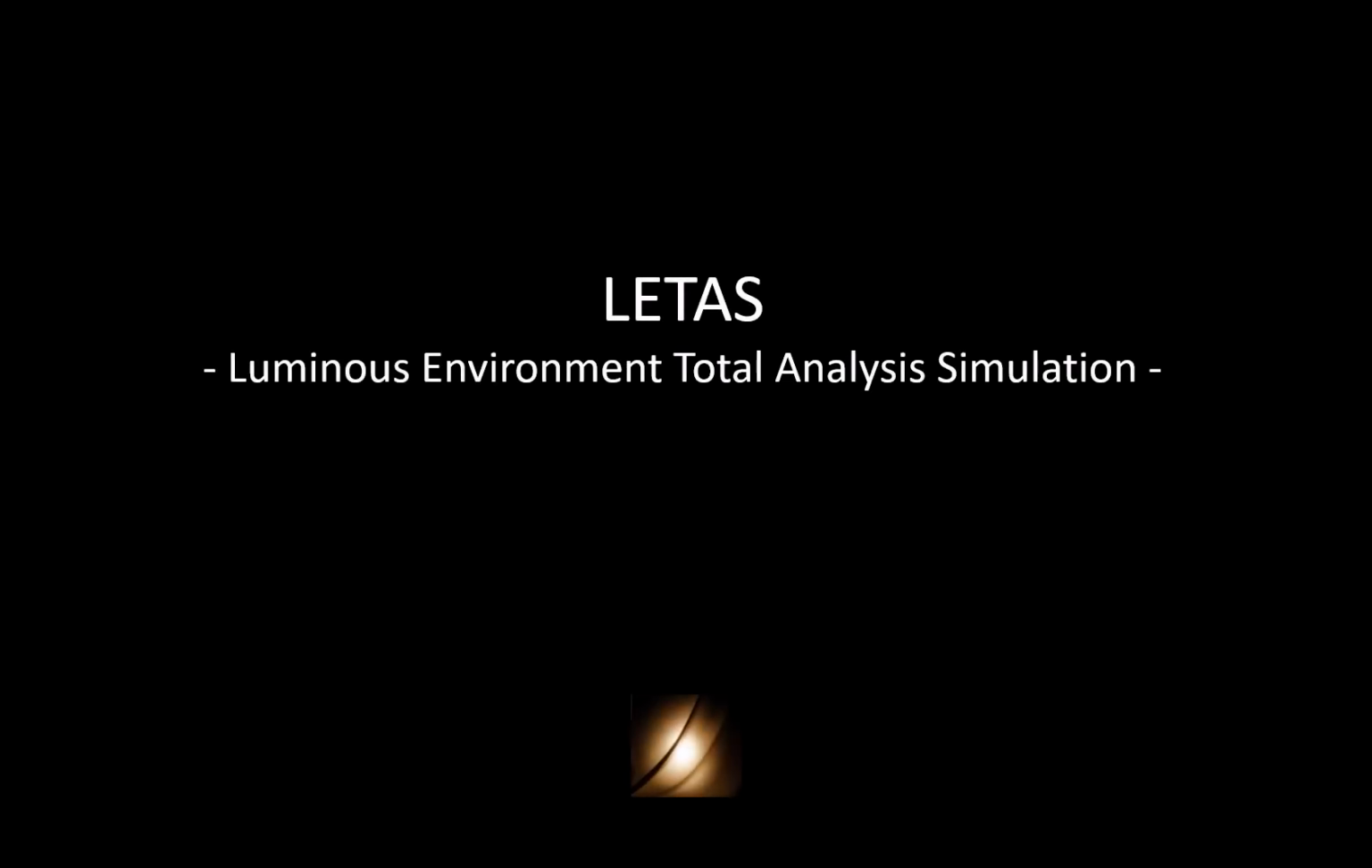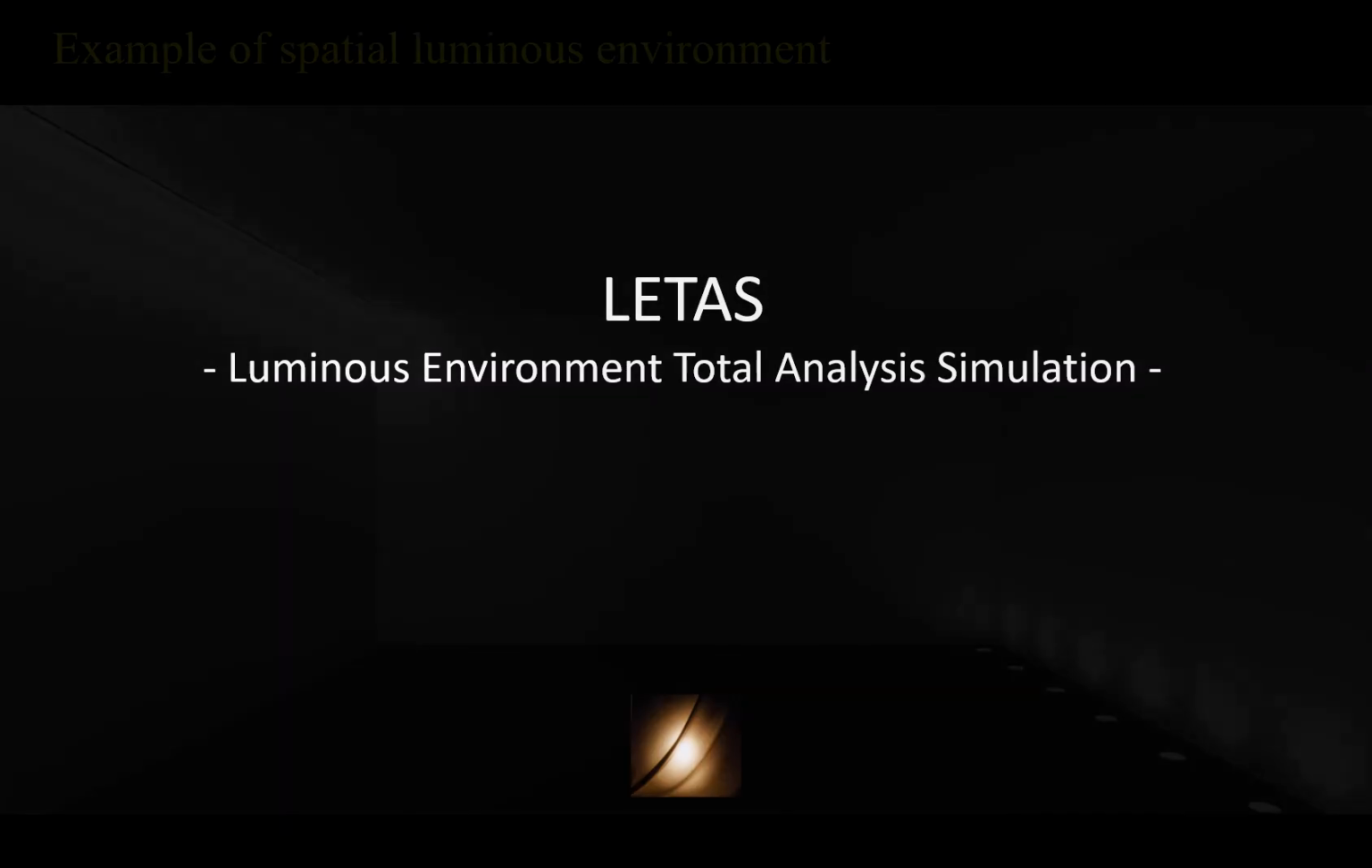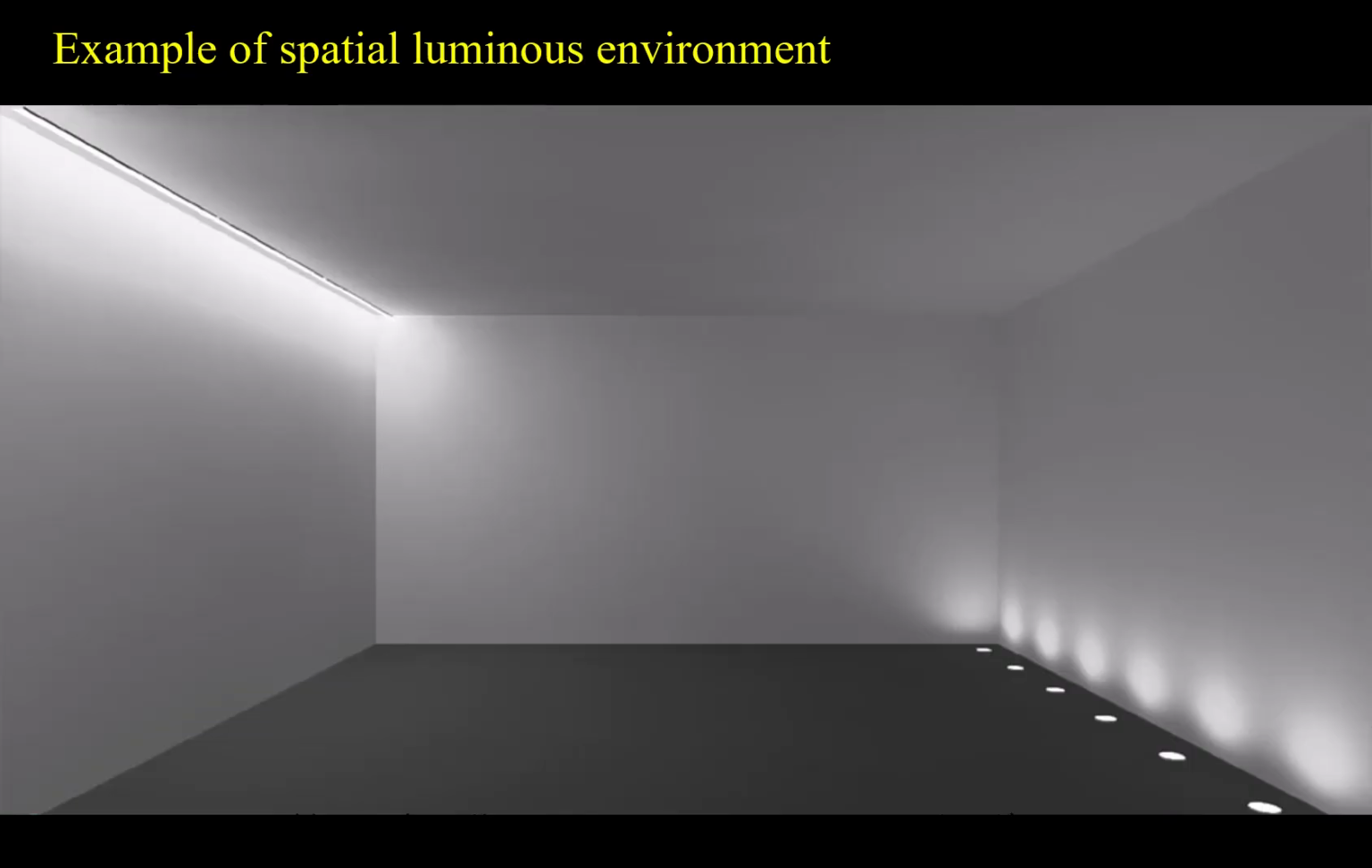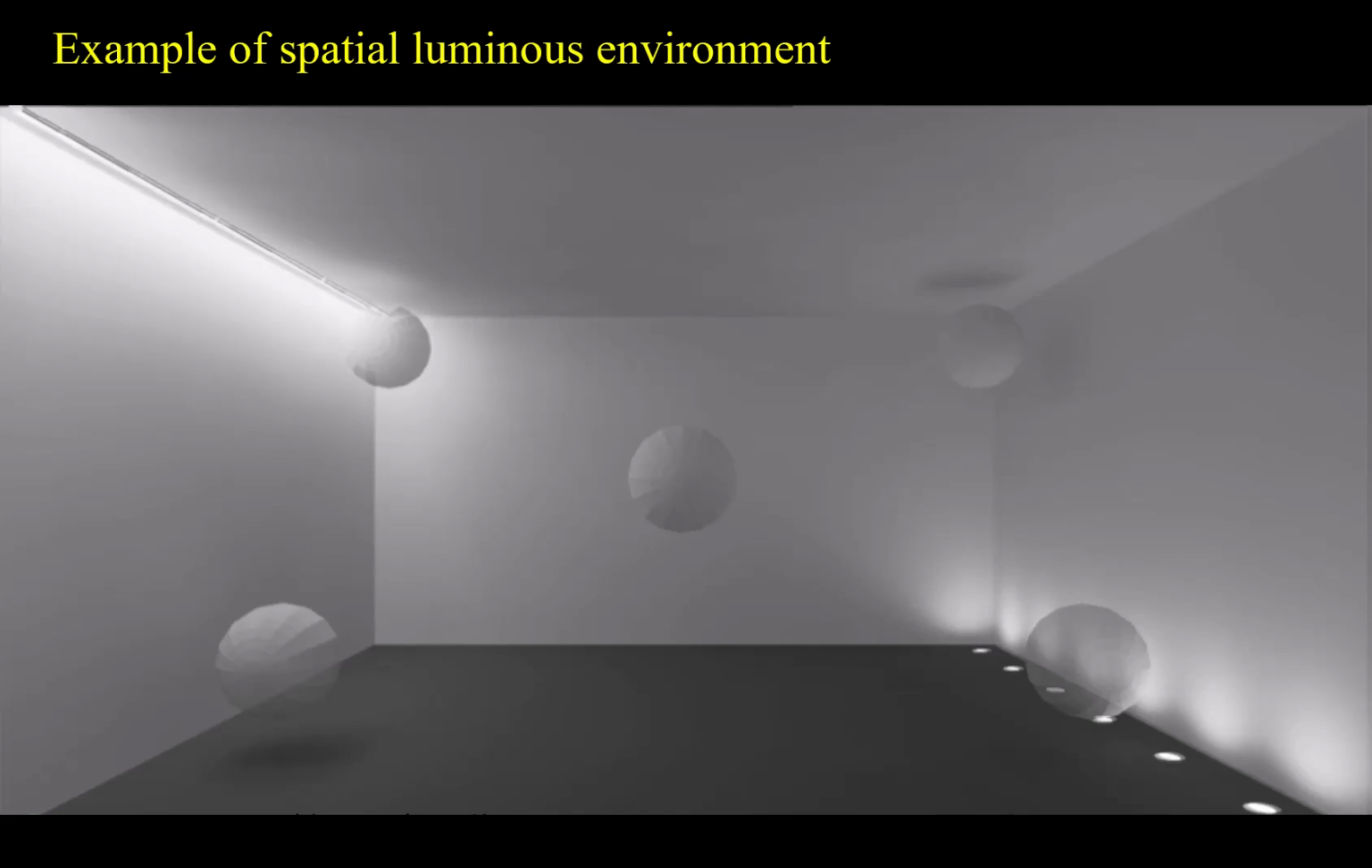Today, we would like to introduce our luminous environment total analysis simulation, LETAS. Generally, luminous environment in a space refers to the brightness distribution on each surface of the space as a visible scene, but since humans act within a space, the light distribution inside the space is also important. Until now, the light distribution inside a space has not been given much importance because it cannot be seen by our eyes. However, as soon as people or fixtures are placed inside a space, the light distribution appears and affects people's behavior.